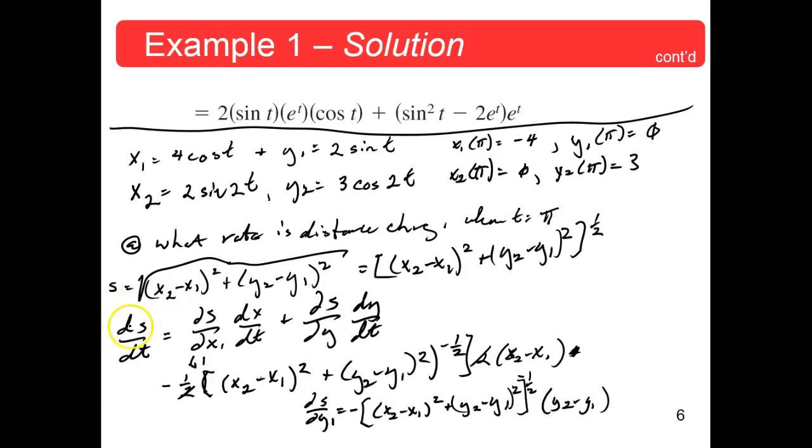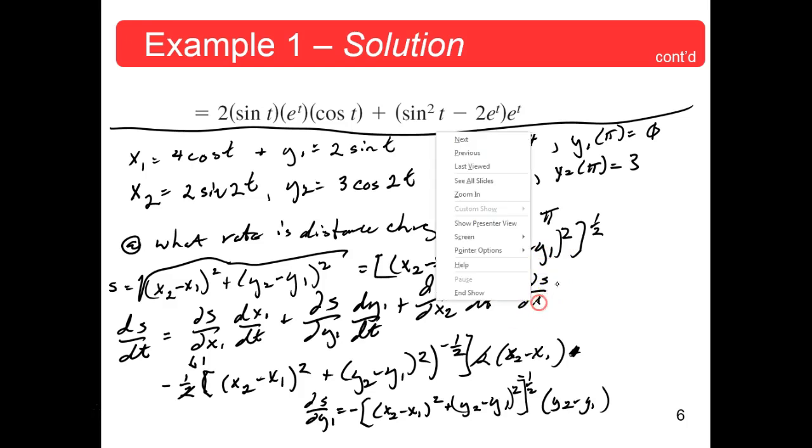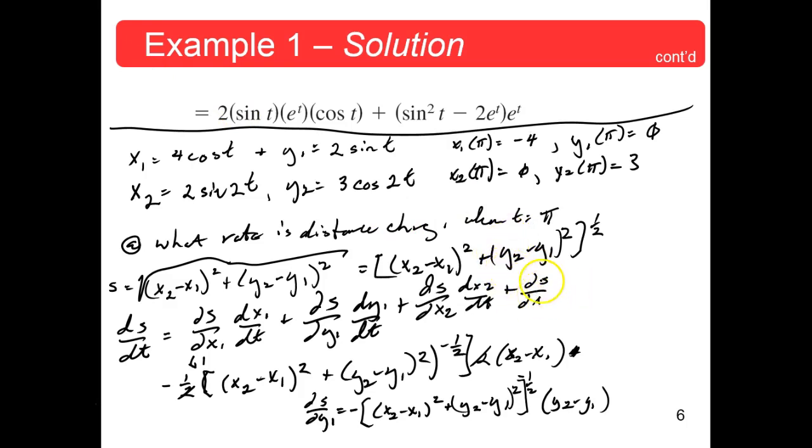This actually expands to be partial of s with respect to t, partial of s with respect to x1, dx1 dt, partial of s with respect to y1, dy1 dt, plus partial of s with respect to x2, dx2 dt, plus partial of s with respect to y2, dy2 dt.